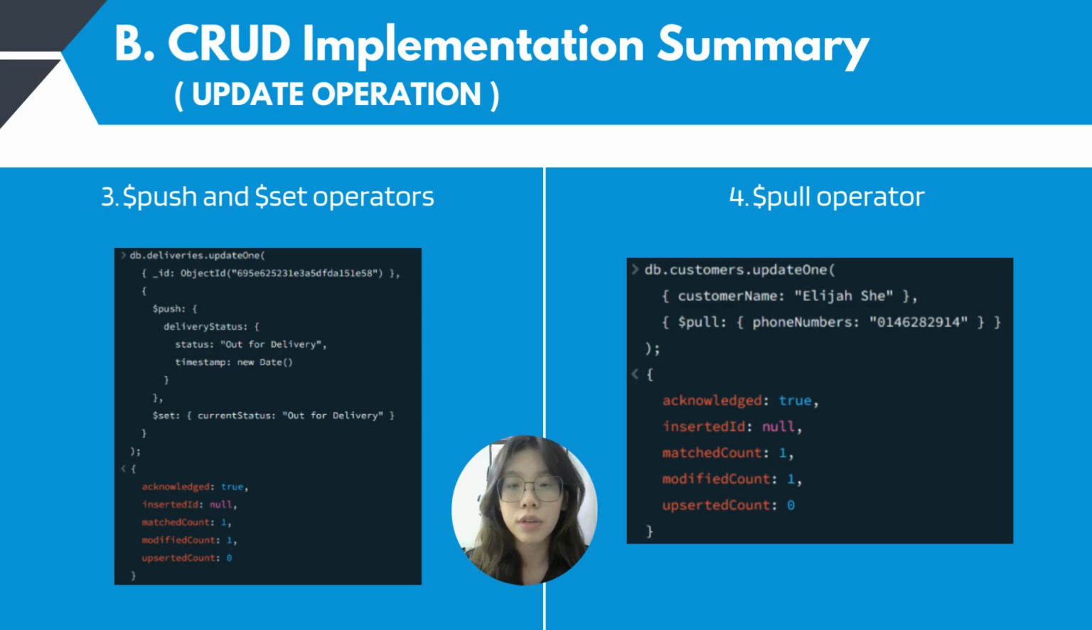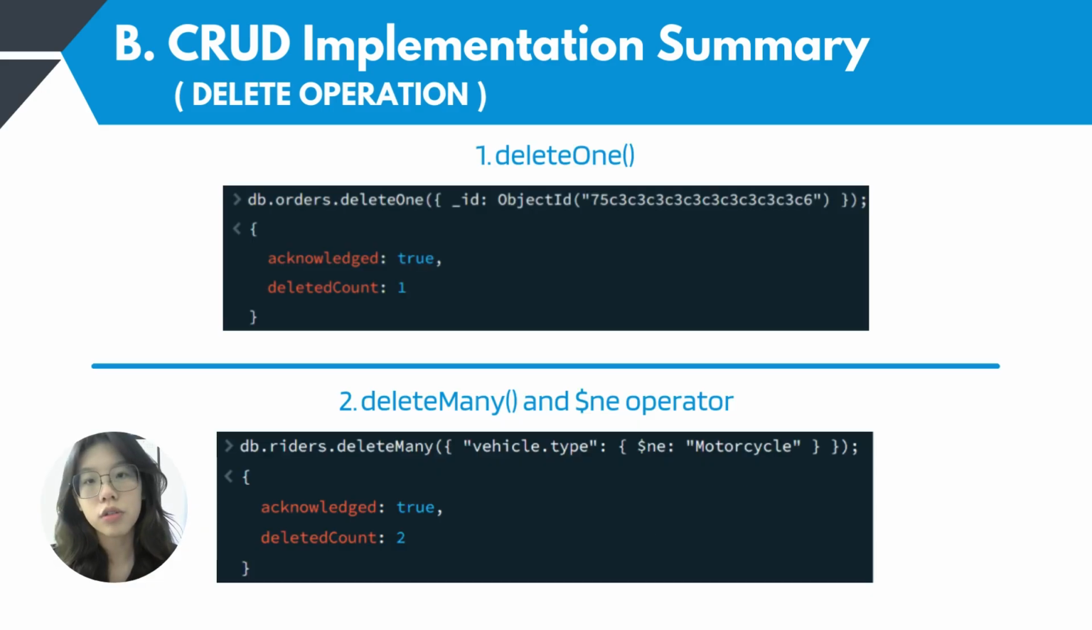The last one, we use the pull operator to allow users to remove specific registered phone numbers from their profiles. To conclude our CRUD summary, we demonstrated delete operations. First of all, we use deleteOne to handle order cancellations for specific transaction IDs. We also applied the deleteMany method with the not equal operator to offboard all riders who do not use motorcycles.